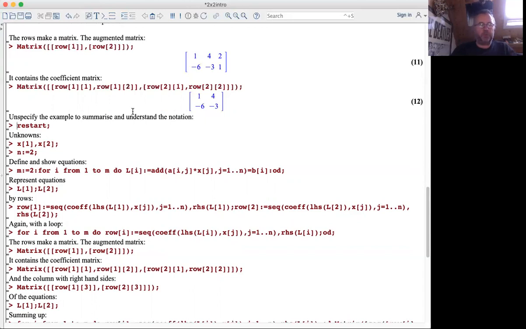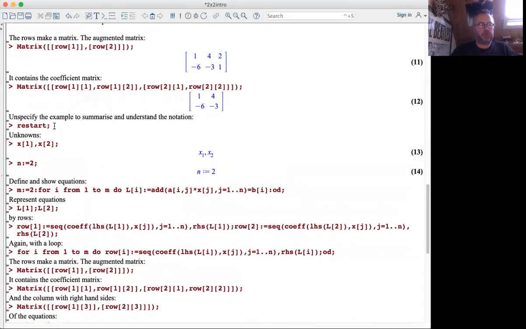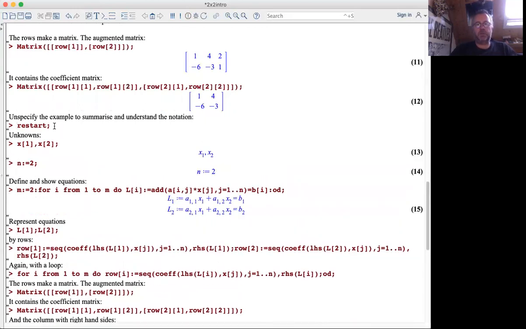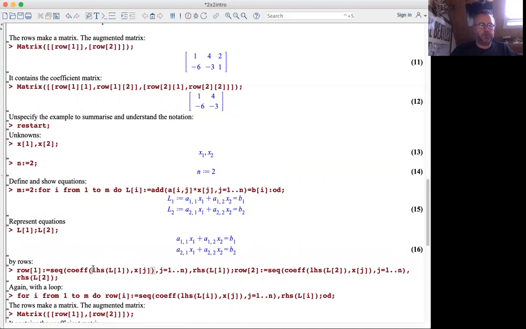And now I'm going to prepare you for thinking of this in terms of general equations and trying to understand the general solution method, not in terms of the example, but in terms of the coefficients, which may be completely general. So here I introduce the general system of two equations. Yeah? This L1 and L2, the two equations, we're going to represent the equations by rows. Here they are.